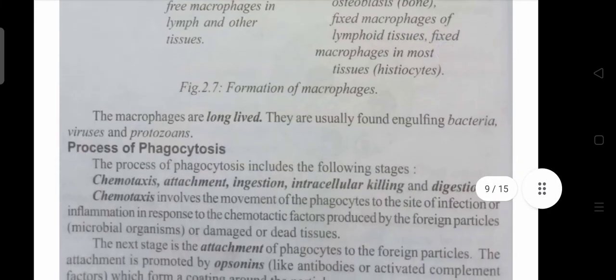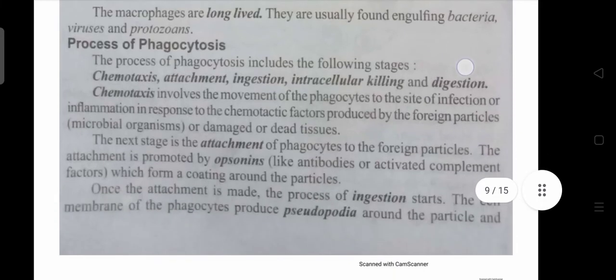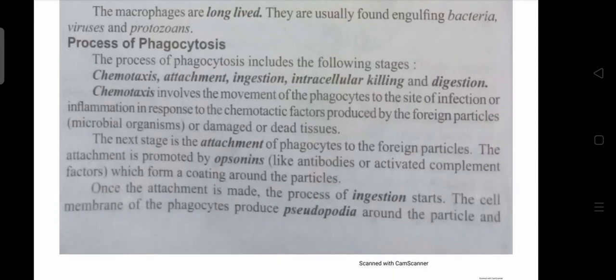Macrophages are long-lived. They are usually found engulfing bacteria, viruses, and protozoans. They are long-lived. Then what is the process of phagocytosis? How does phagocytosis take place, and what are the processes involved?